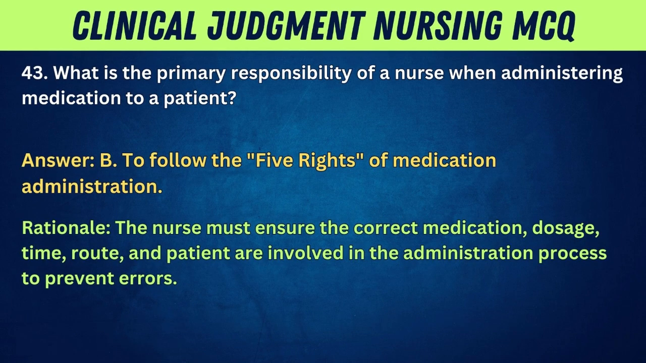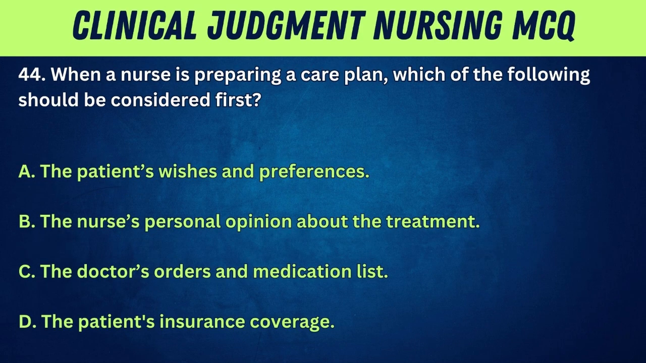Answer: B. To follow the 5 rights of medication administration. Rationale: the nurse must ensure the correct medication, dosage, time, route, and patient are involved in the administration process to prevent errors. 44. When a nurse is preparing a care plan, which of the following should be considered first?